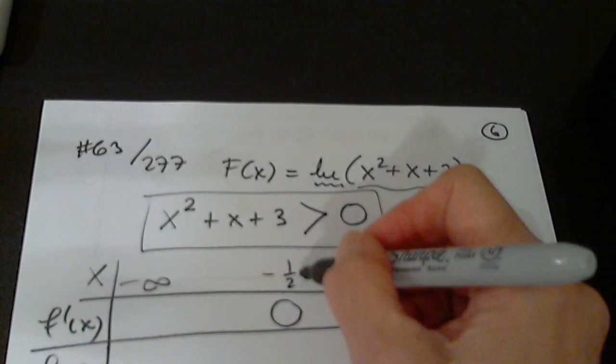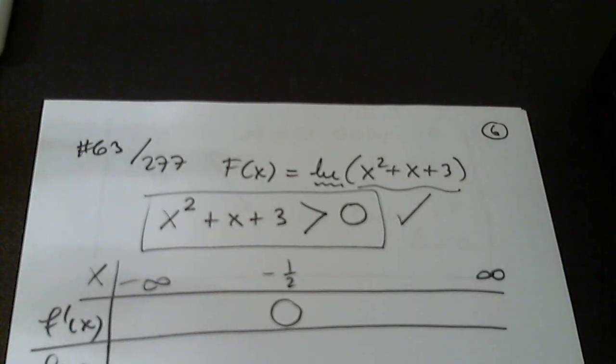At this point, I have to plug in -1/2 in the function. You know exactly what I'm going to do. I'm going to put the function in. Okay, here's the function: natural log of x squared plus x plus 3. And then all I want to plug in is -0.5. Give me the answer. And the answer is 1.01. Perfect.